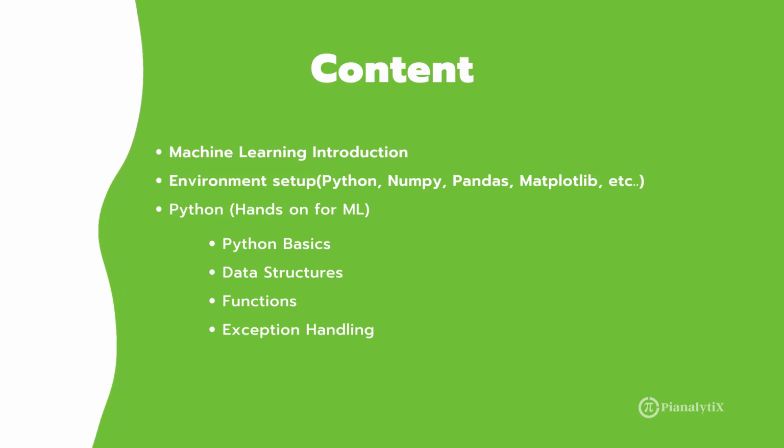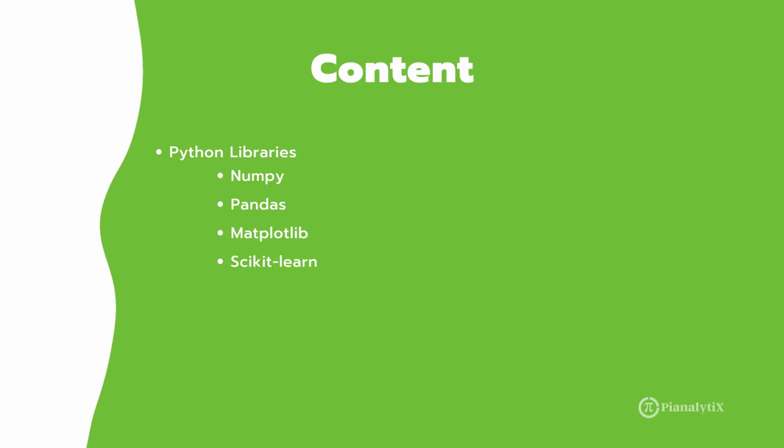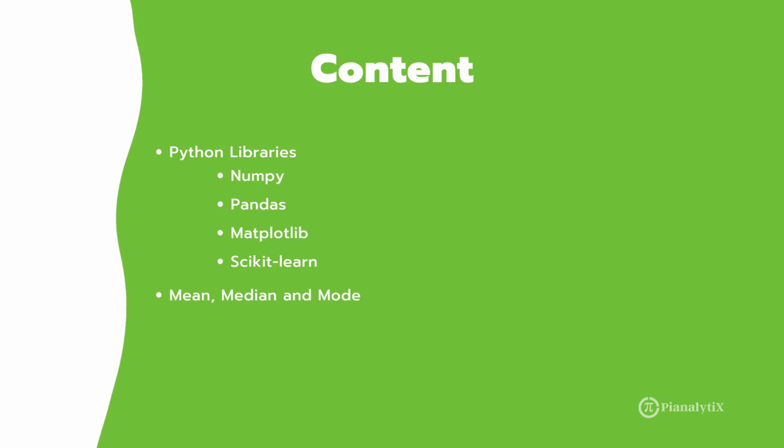Once we have good hands-on experience on Python basics, we will move to different Python libraries which are very important for machine learning projects. In Python libraries, we will cover NumPy, Pandas, Matplotlib, and scikit-learn. Once we have good hands-on on Python libraries and Python code, we will move to some mathematical concepts of mean, median, and mode, which we mostly use in data cleaning and processing. After that, we will understand how we should deal with outliers.